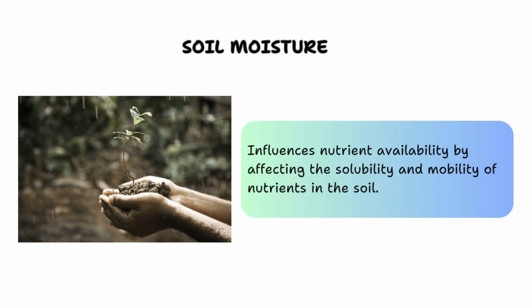Therefore, it is important to maintain proper soil moisture levels through irrigation, drainage management, and water conservation practices, as they are essential for maximizing nutrient availability and promoting healthy plant development.